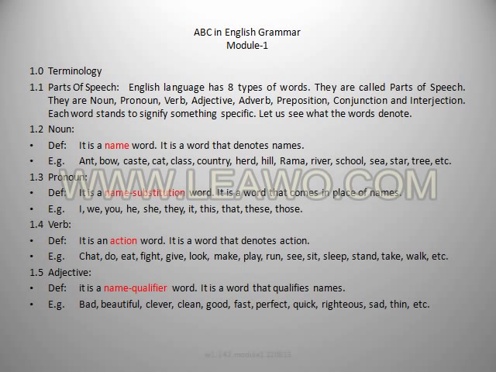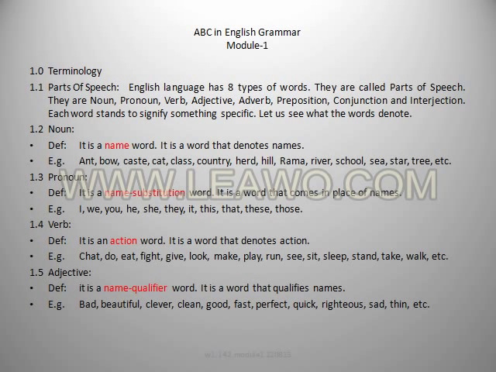Pronoun. It's a name substitution word. It's a word that comes in place of names. Examples are I, we, you, he, she, they, it, this, that, these, those.